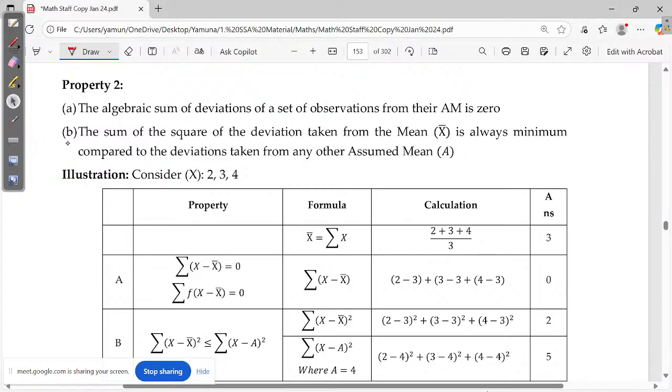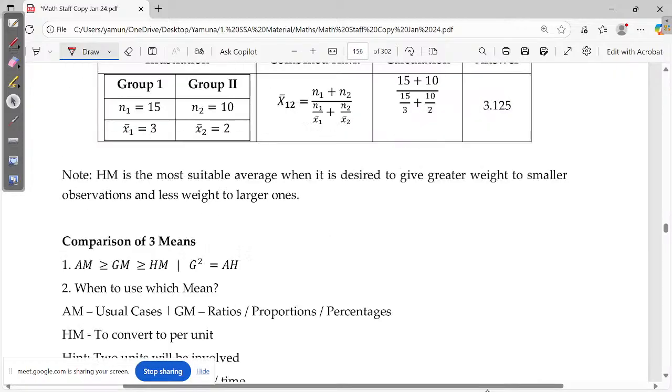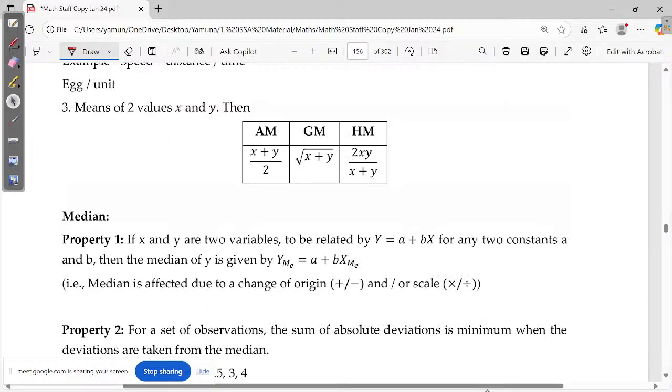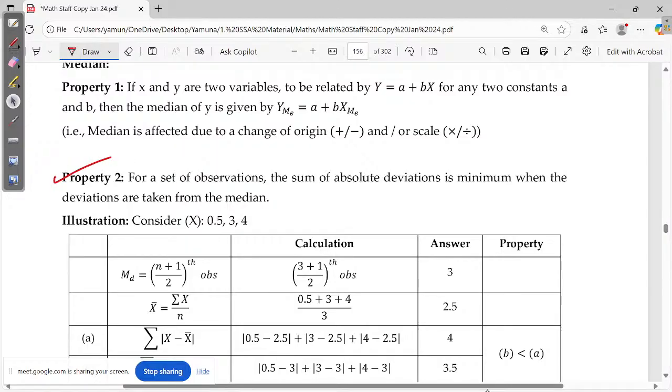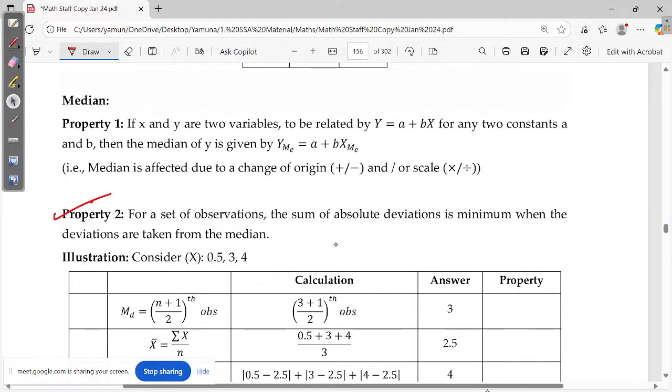See, what this property says: summation of x minus x bar, the whole square, will be minimum. So this is about the square of the deviations, and the deviation is taken from the mean. I'm asking, summation modulus of x minus what will be minimum? Modulus of the deviation. Go for median. What's the median's property, the second property? I'm on page number 10. The sum of absolute deviations is minimum when the deviations are taken from the median.